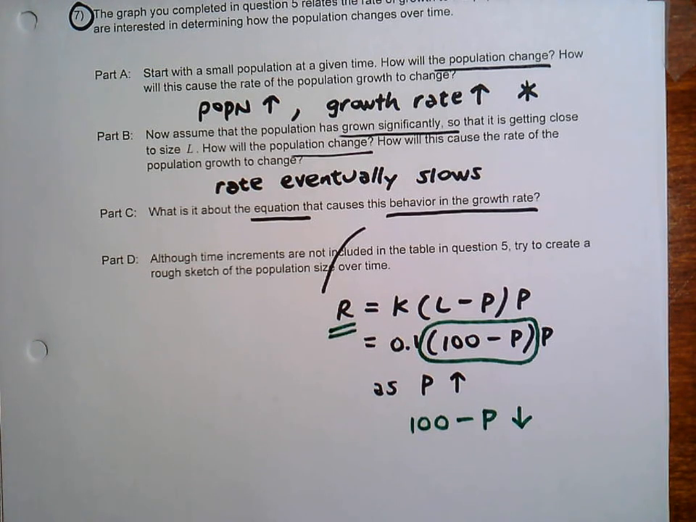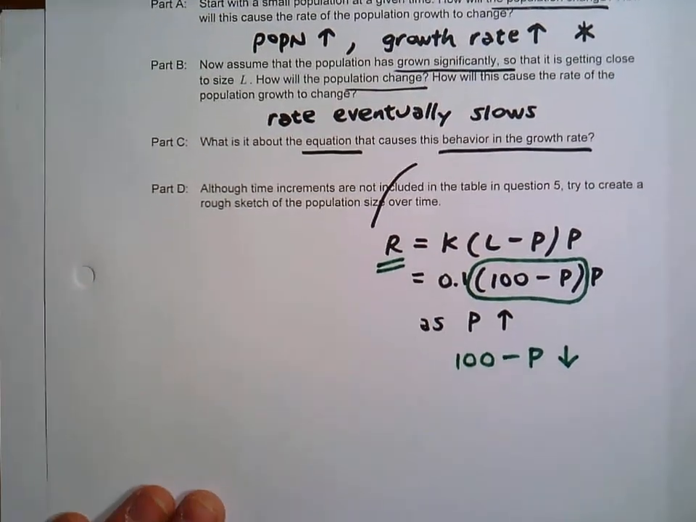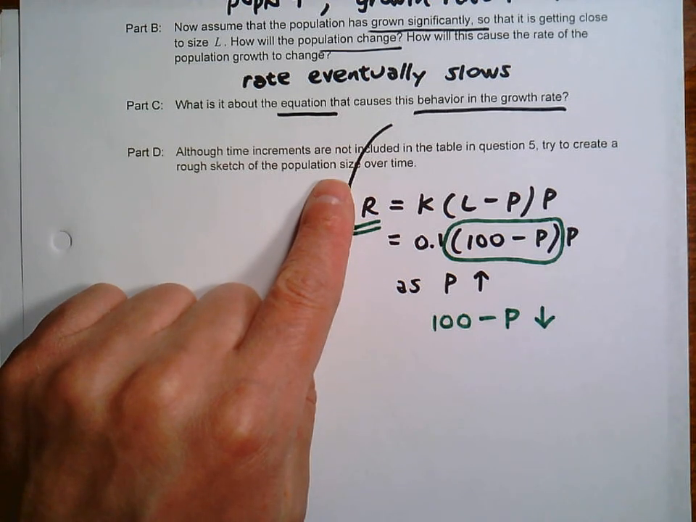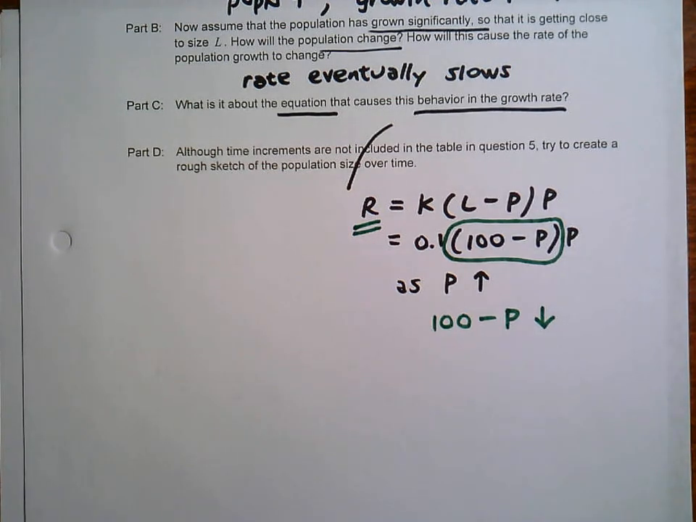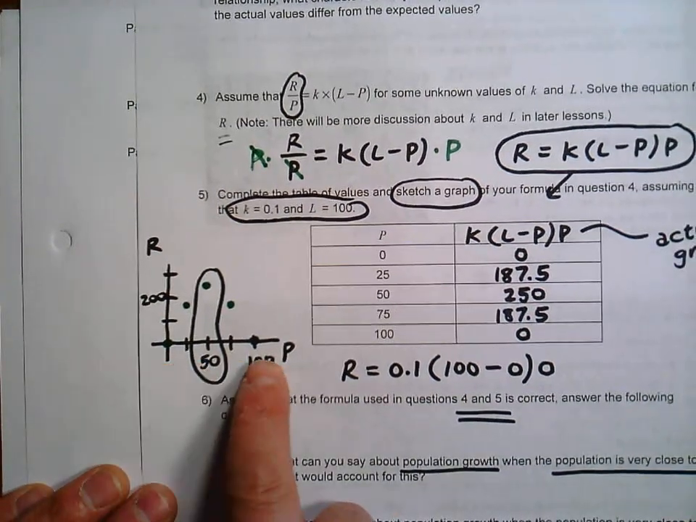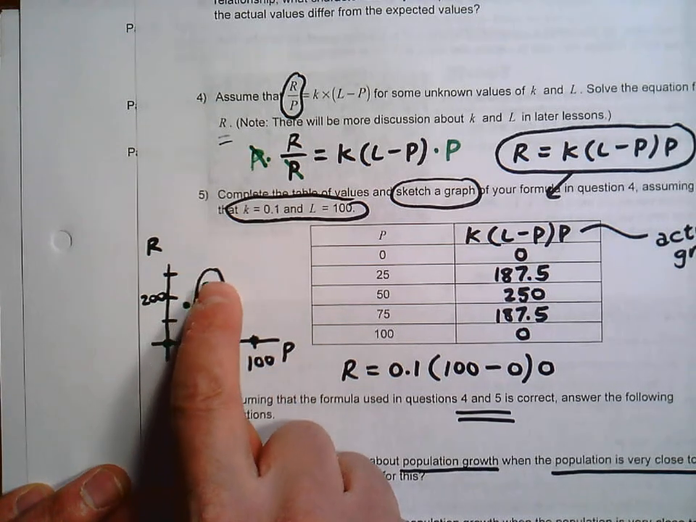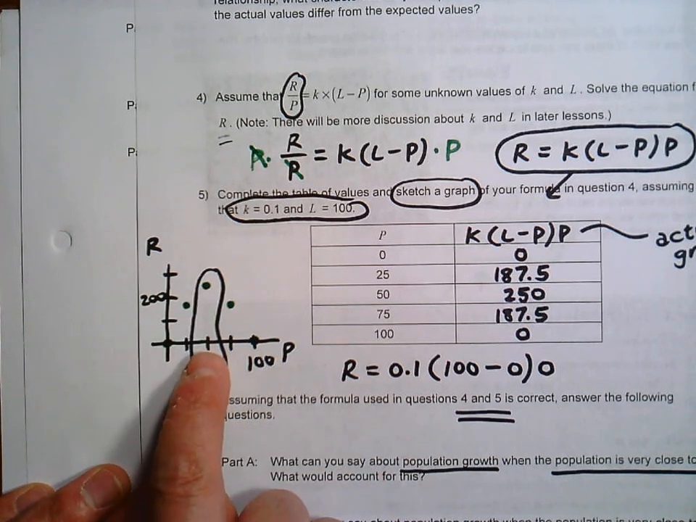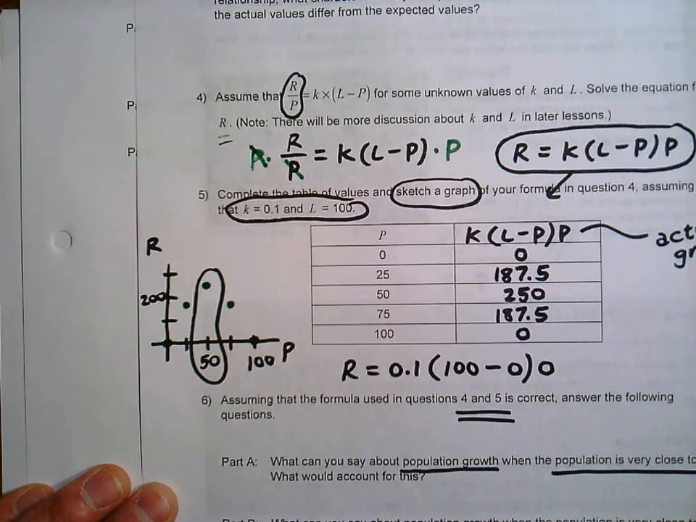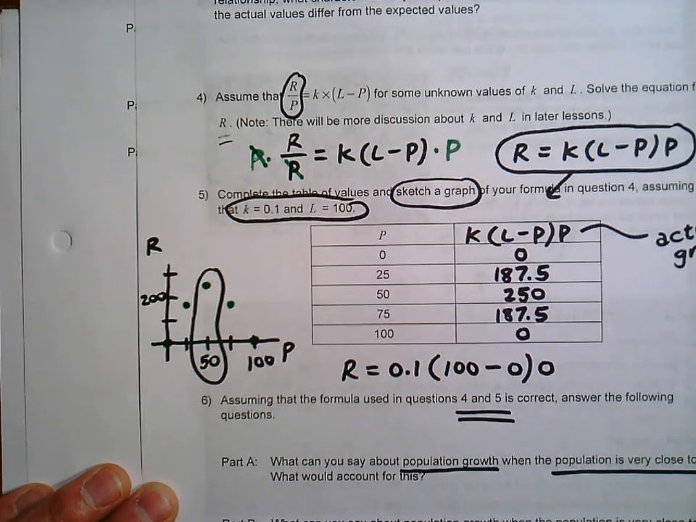So I think now we have enough information to answer part D. This is kind of the big part of this. It says, try to create a rough sketch of what the population size looks like over time. So again, I'm going to just flash this up here really fast. As the population gets bigger and bigger, you can tell that the rate soars, and then the rate hits a maximum point. But then as the population gets bigger and bigger, the rate starts to drop. So we're seeing that kind of impact where the rate is the greatest right about at the middle.